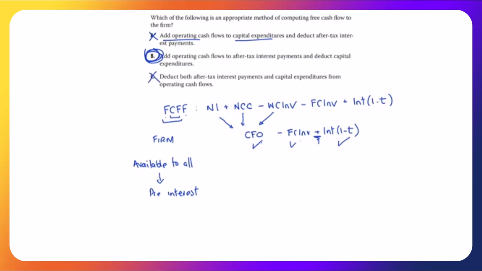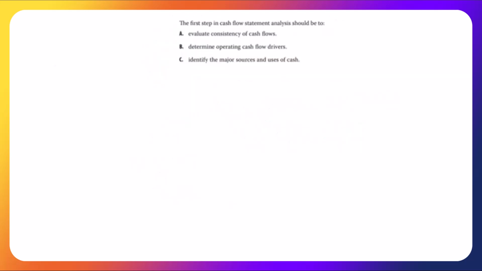Answer is B. The first step in cash flow statement analysis should be to evaluate the consistency of cash flows. I'd like to know what the cash flows were first before I start to evaluate them. Determine operating cash flow drivers. I will give the same answer. Before I do either of these, I want to know what cash flows I should be studying. C, identify the major sources and uses of cash. Yep. Once I know the major sources and uses, I will then want to start studying them. But C has to be my first step.